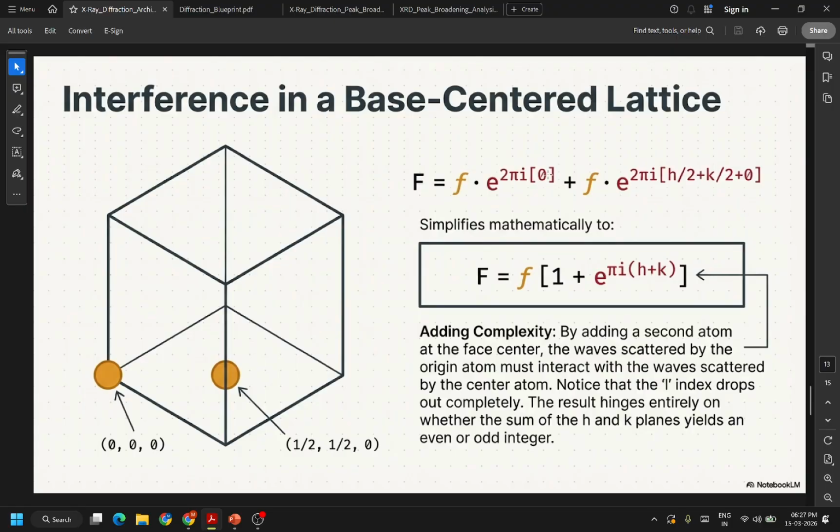So for 0, 0, 0, this whole thing becomes 0. And for half, half, 0, it becomes h by 2 plus k by 2 plus 0, and then this 2 will come inside and subtract. The mathematics simplifies to F equals small f times (1 plus e to the power pi i (h plus k)). So by adding a second atom at the face center, the waves scattered by the origin atoms must interfere with the waves scattered by the center atom.